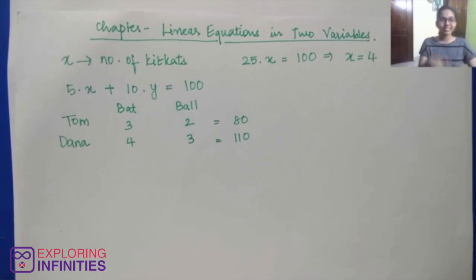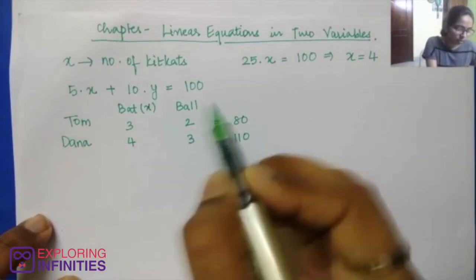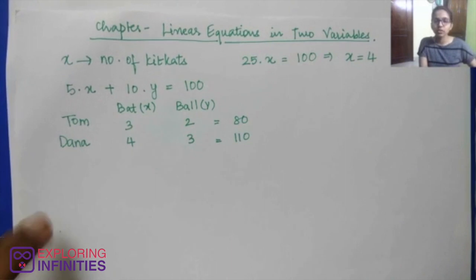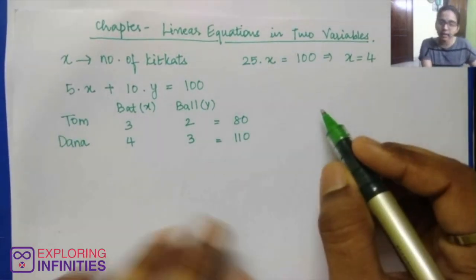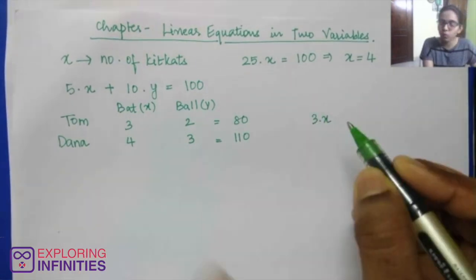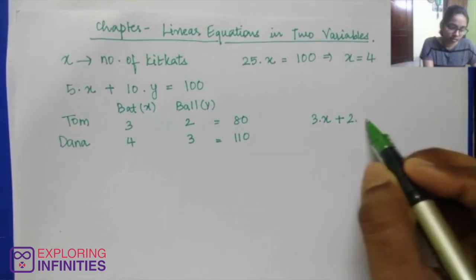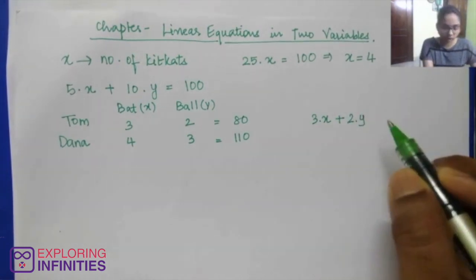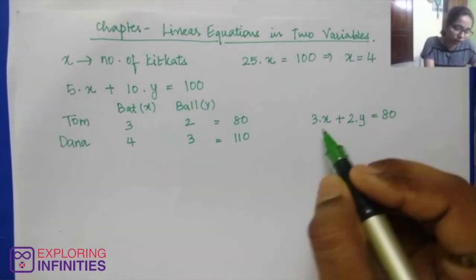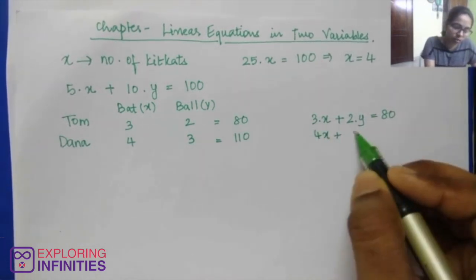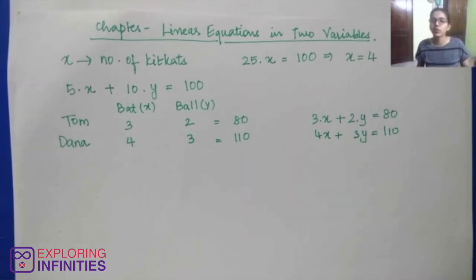Let's assume the cost of one bat is x and one ball is y. So this was the entire problem: the number of bats he has multiplied by the cost of one bat, plus the number of balls he has multiplied by the cost of the ball, equals 80. Similarly, for Dana, it will be 4x plus 3y equals 110. So now their problem is they have to get the values for x and y.